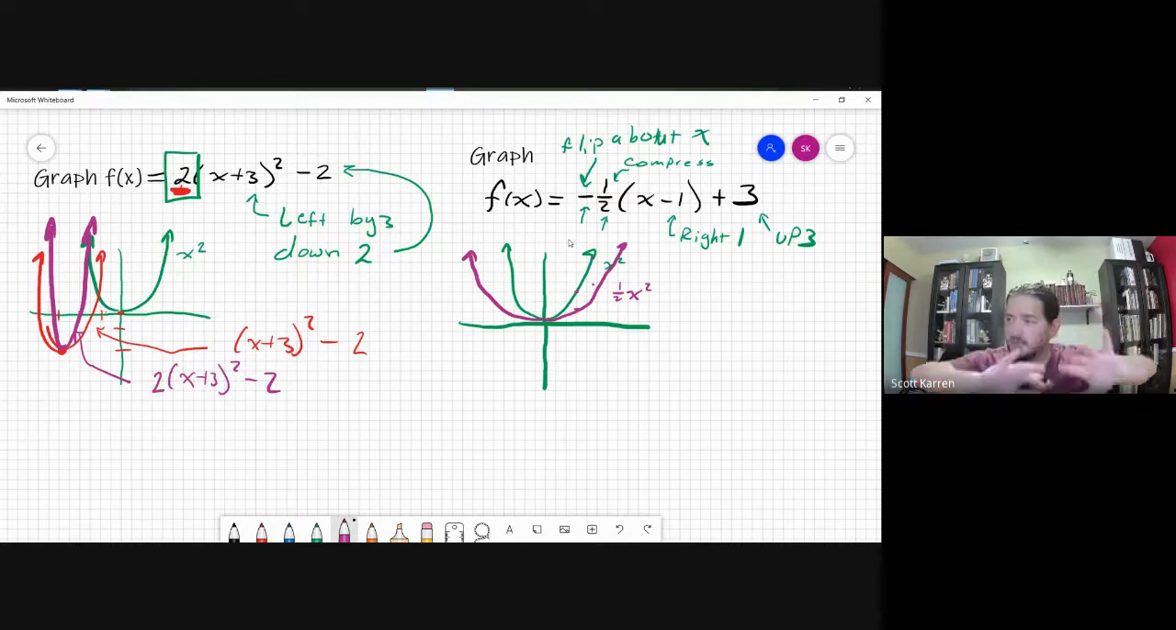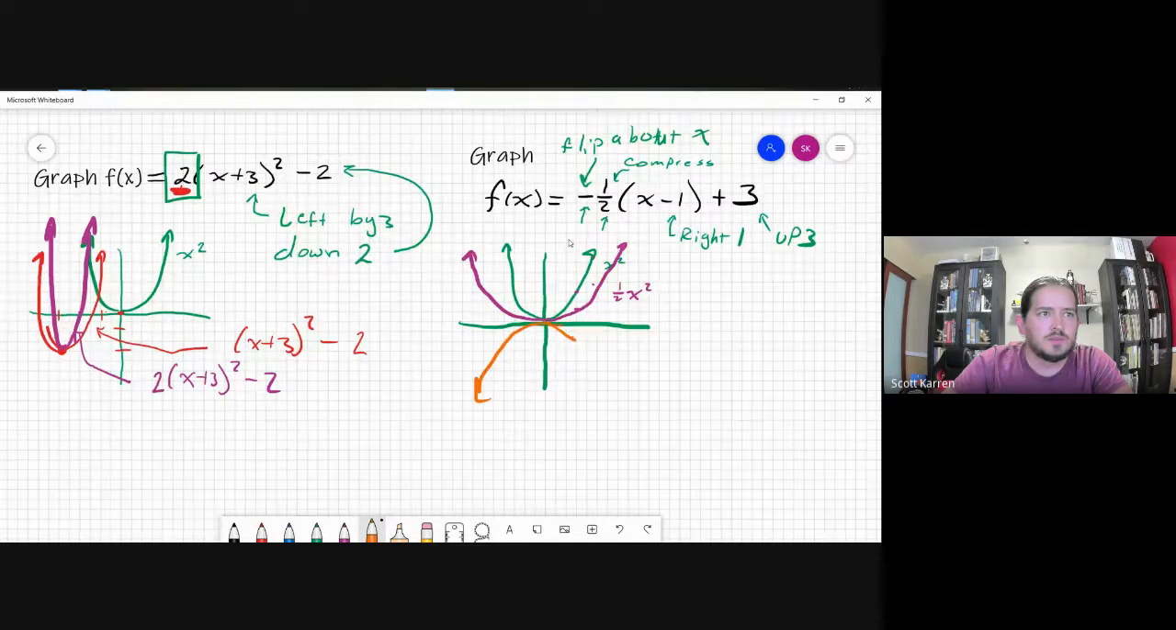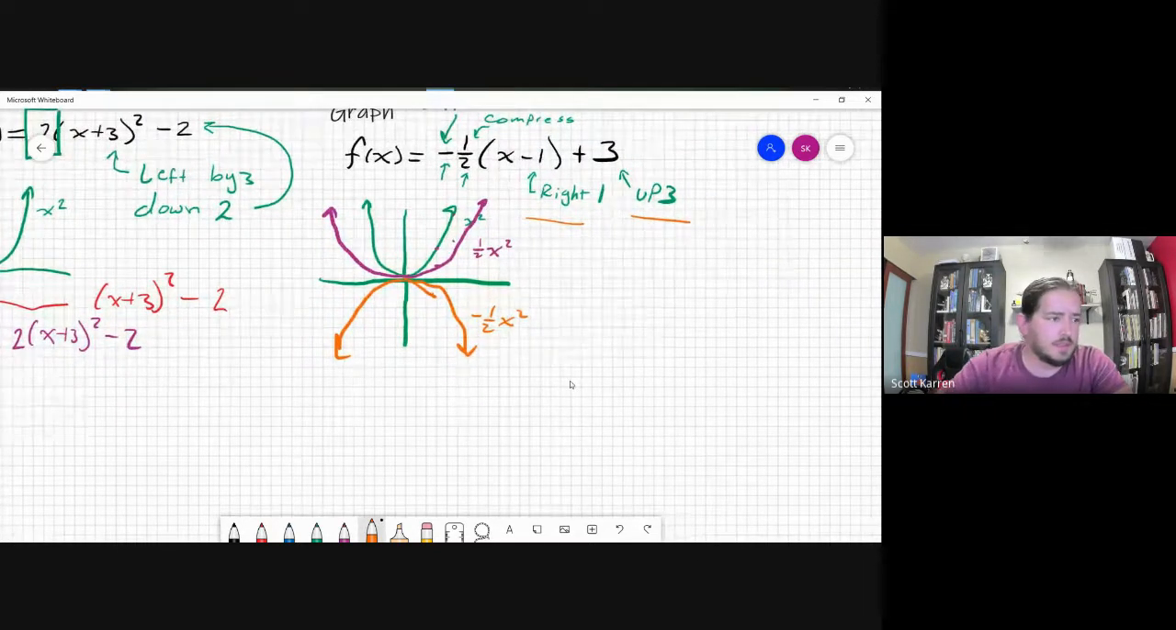I need to flip it, right? That negative says flip that sucker down, and so I will. So I flip it down here, the wider parabola. Something like that, right? So now I've got negative 1/2 x squared, right? But now I just need to take care of the shift. And if I take this and shift it to the right by 1 and up by 3, that's it. That's my graph, right? So this is a little hairy. I'm not going to throw that on this axis.